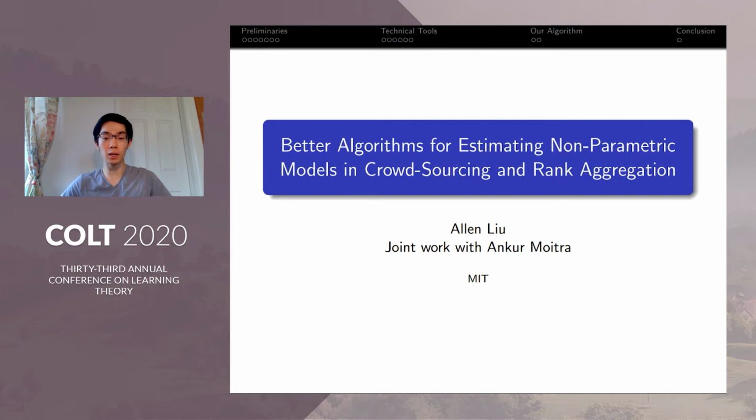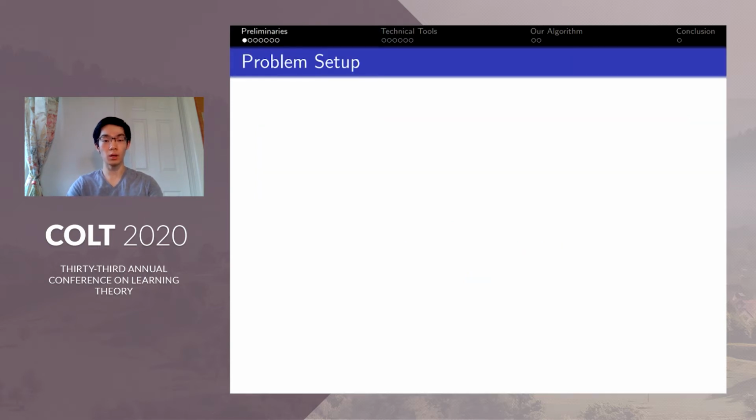Hi, I'm Alan. I'm from MIT, and today I'll be talking about better algorithms for estimating non-parametric models in crowdsourcing and rank aggregation. This is joint work with Ankur and Moitra. So first, let us begin with the problem setup.